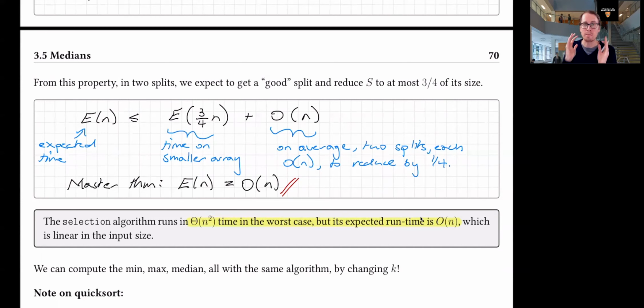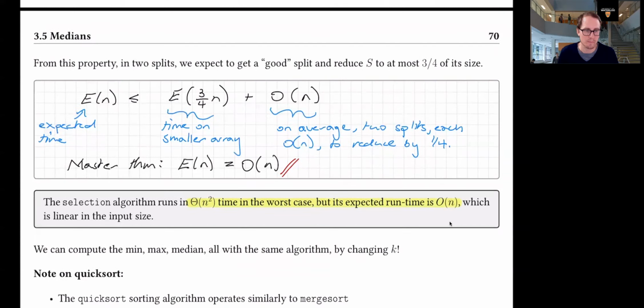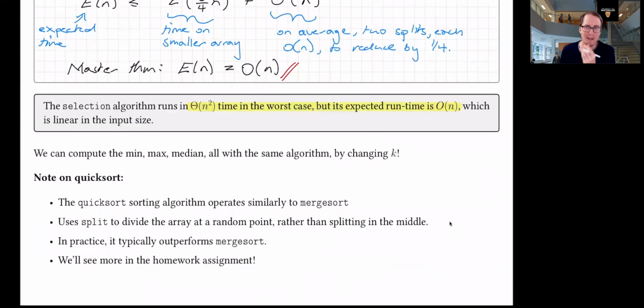And in some sense, that's the best you could hope for, because to find the kth smallest element in an array, it seems reasonable that I have to look at every element of the array to figure out if it's the kth smallest. And so I can compute min, max, median, anything with this algorithm, and they all run in big O n time, which is kind of cool in an expectation.